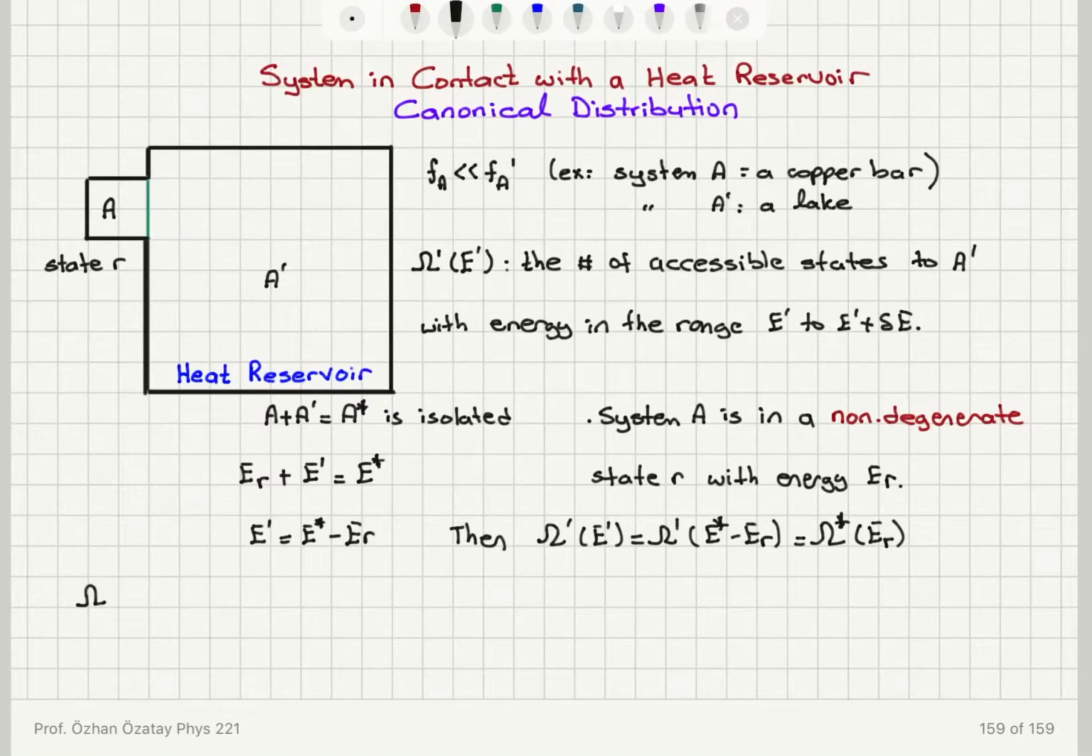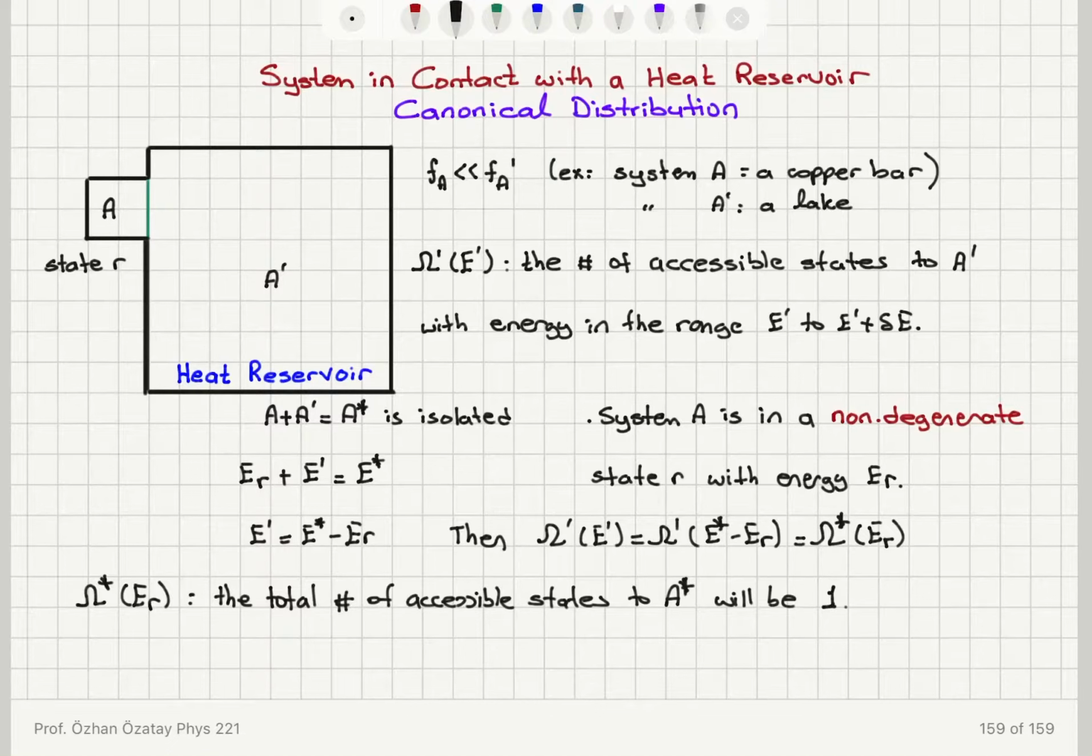The total number of accessible states to the combined system A star, when A is in state R, is going to be the number of states accessible to A. Well, A is in a given state, so it is 1, multiplied by the number of accessible states to system A prime when it has energy E star minus E sub r. So that will be the case.